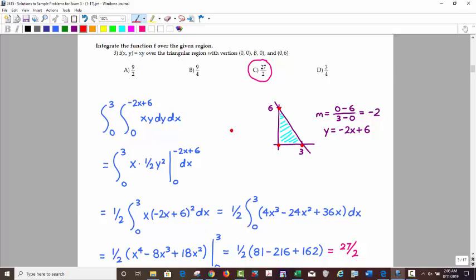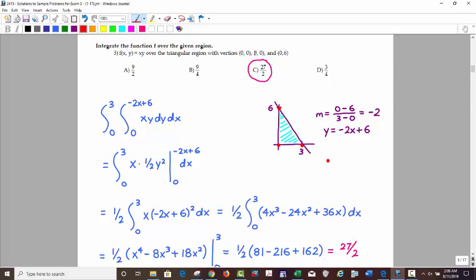Now I had to come up with what the equation of the line was between those 2 points, 3, 0, and 0, 6. But that's just basic algebra. Calculate the slope. It's a downhill line, so obviously it's a negative slope. -2, and then the y-intercept is 6. So the equation of this line is y equals -2x plus 6.